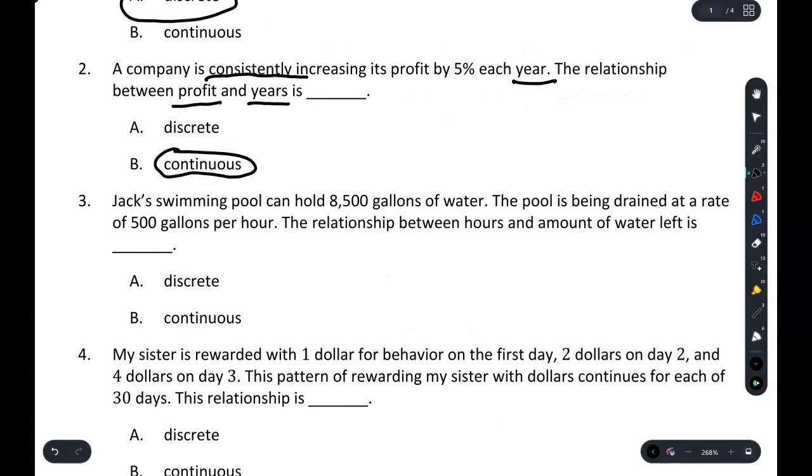Jack's swimming pool can hold 8,500 gallons of water. The pool is being drained at a rate of 500 gallons per hour. The relationship between hours and the amount of water left is what? So in this case, the input is the hours. In between the hours, are there different measurements? Yes, so that's going to be continuous.